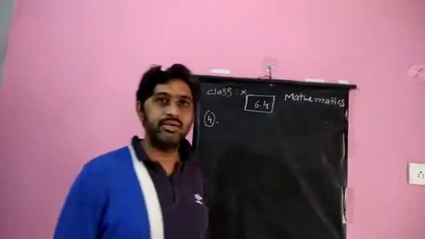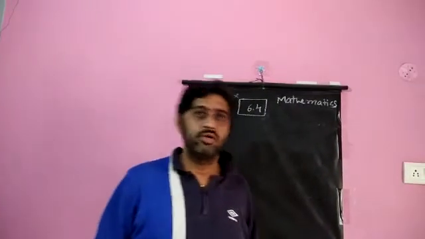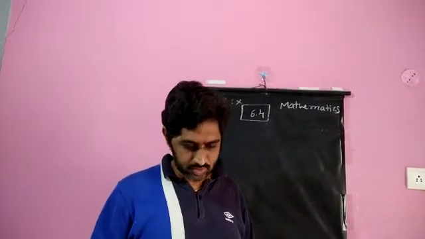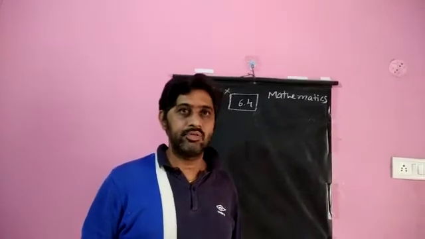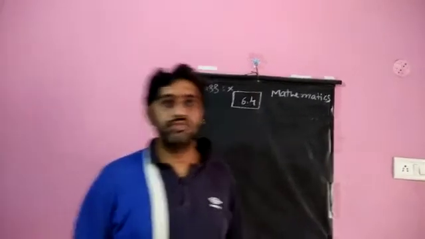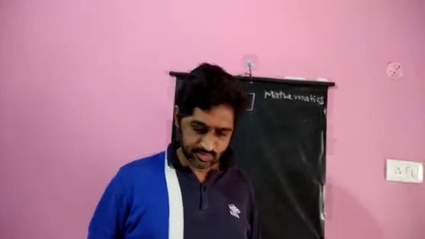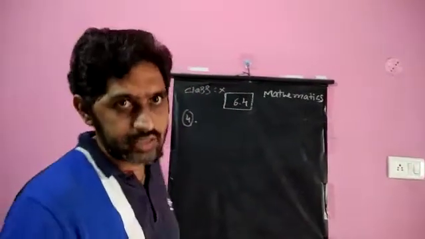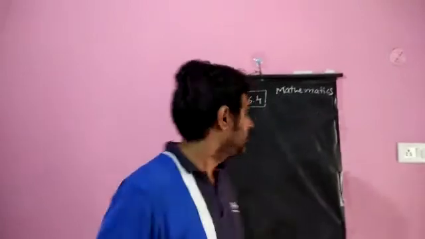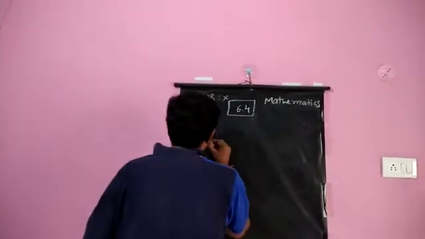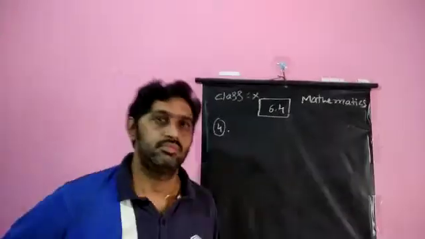Class 10 Mathematics Exercise 6.4 Fourth question, if you see in your textbook. If the areas of two similar triangles are equal, prove that they are congruent. That means the question itself is saying that the two triangles are similar.